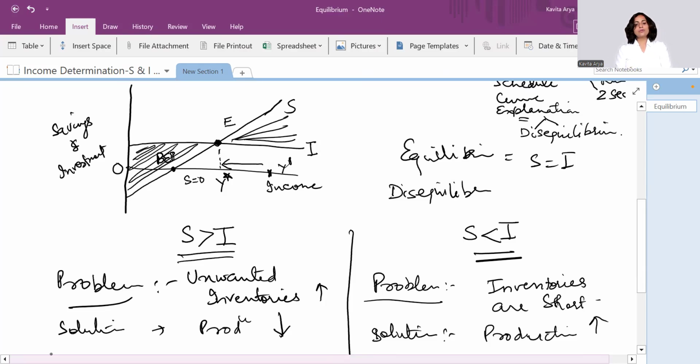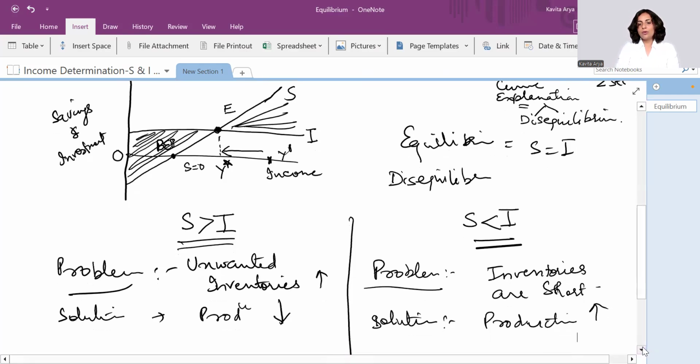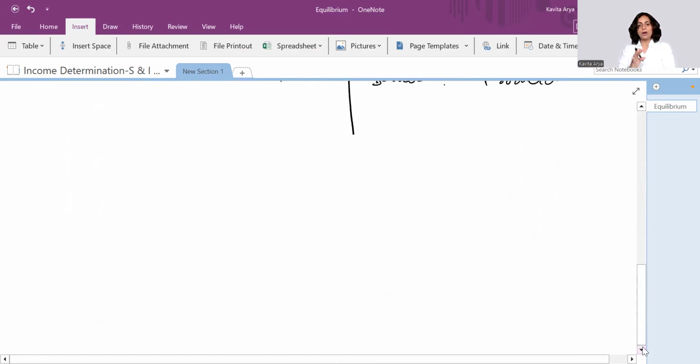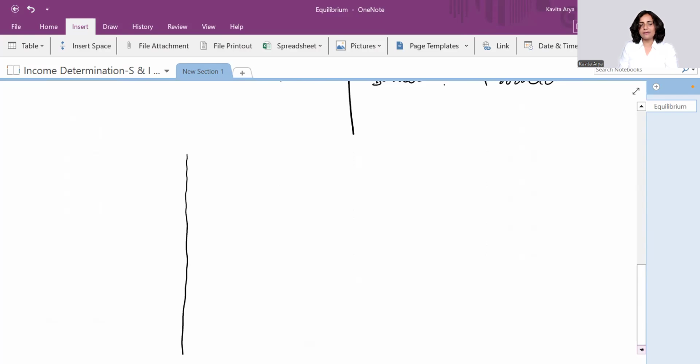So these are the two situations of disequilibrium, and the solution lies in terms of production only, whether we are to increase the production or we are to reduce the production. Now, I just want to close this lecture with one comprehensive diagram. If you are aware of that diagram, you can make any diagram in this chapter. And what is it? Let's make all the components one by one. And in this diagram, I'll try to give you all the required things.